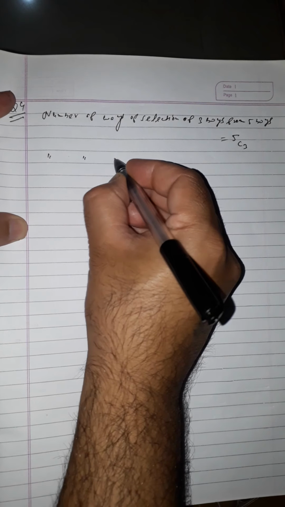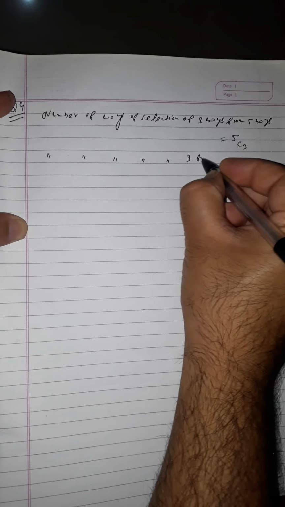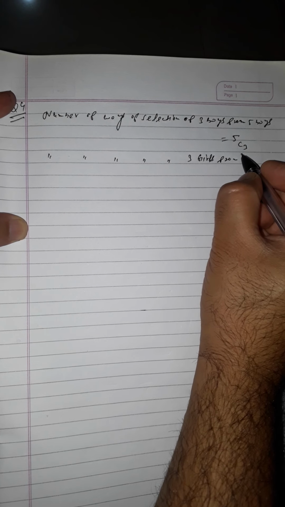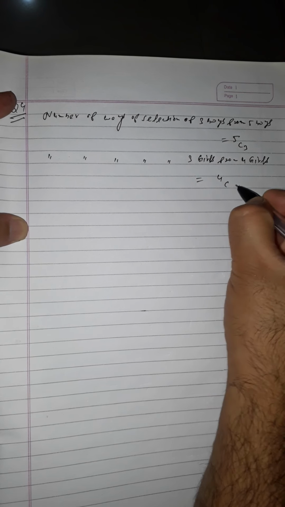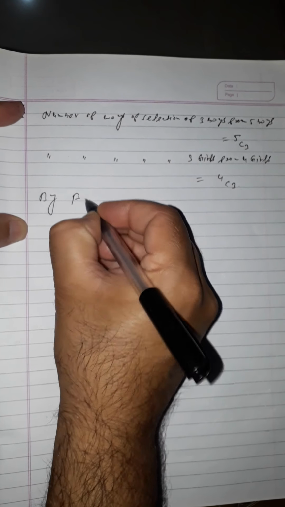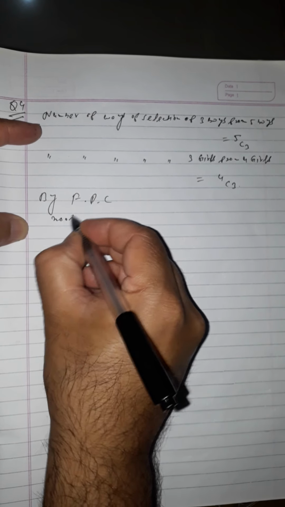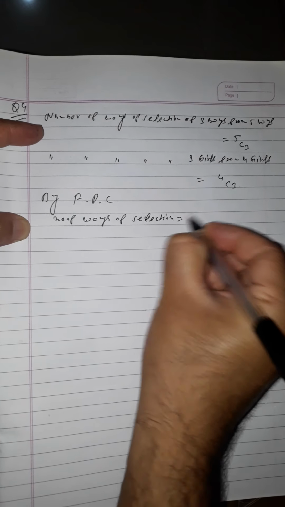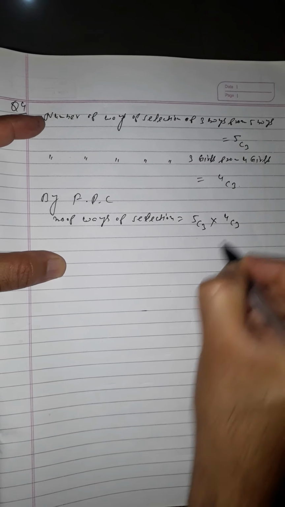Now students, the number of ways of the selection of how many girls do we have to select now? 3 girls. 3 girls from how many? How many total girls? 4 girls. This will come as equal to 4C3. Right students, by using the fundamental principle of counting, the number of ways of selection will come as equal to 5C3 into 4C3.